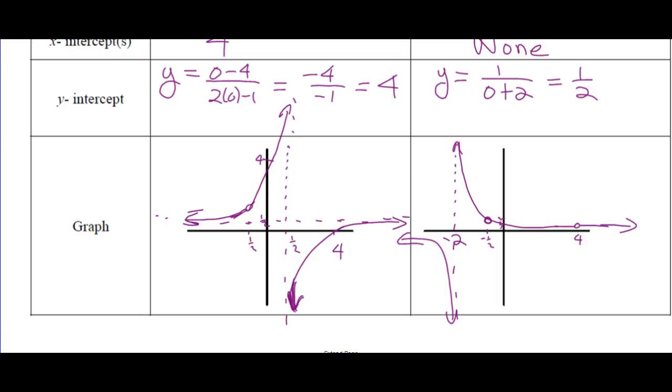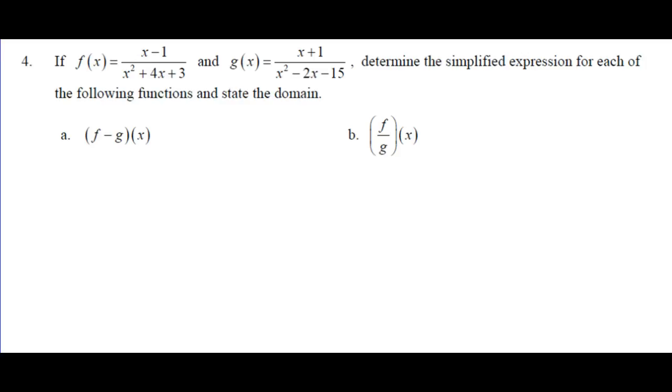So the aim is just to finish the next page, I guess, right? Number 4, so we'll do 4 and 5. If f of x is x minus 1 over x squared plus 4x plus 3, and g of x is this, determine the simplified expression for each of the following functions and state the domain.